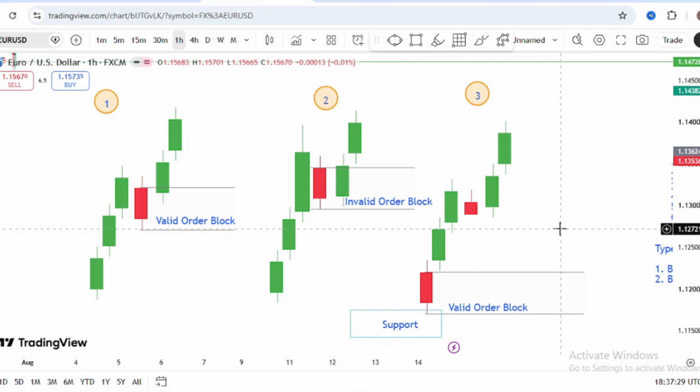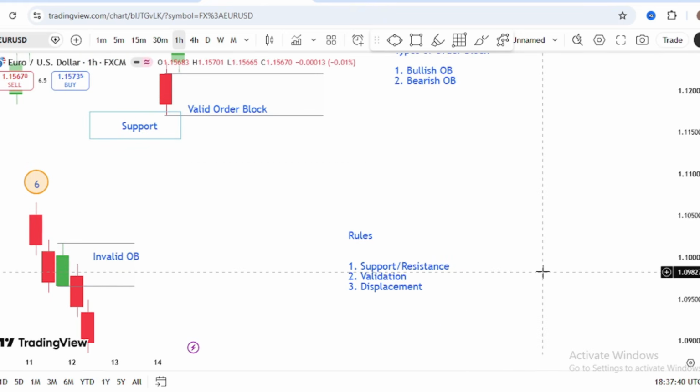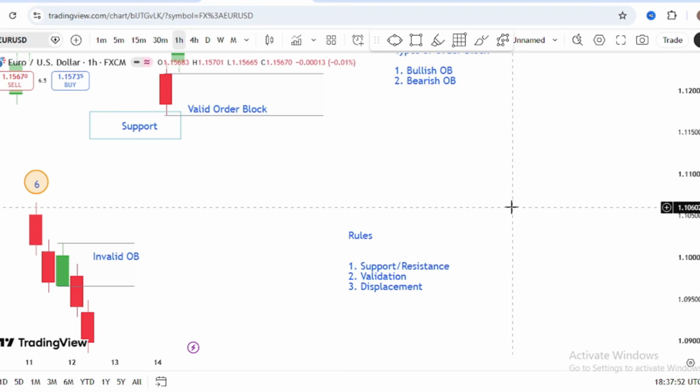Let's look at the rules for marking a valid order block. Number 1, support and resistance. Before we mark an order block, it must be at a support or resistance level. Number 2 rule is validation. Number 3 is displacement. If you are not familiar with ICT terminologies, I'm going to explain these last 2 rules so that you can understand and follow well.